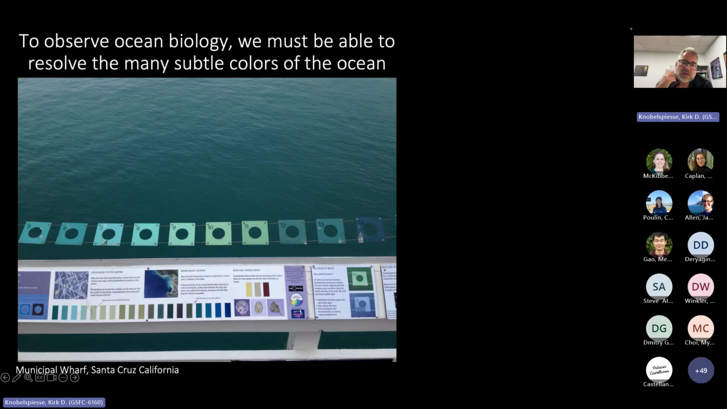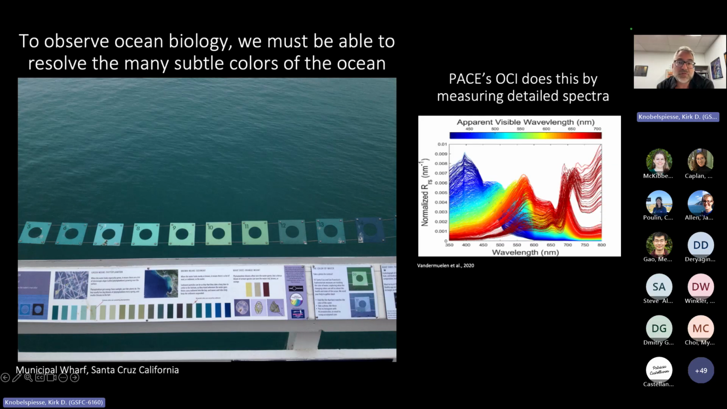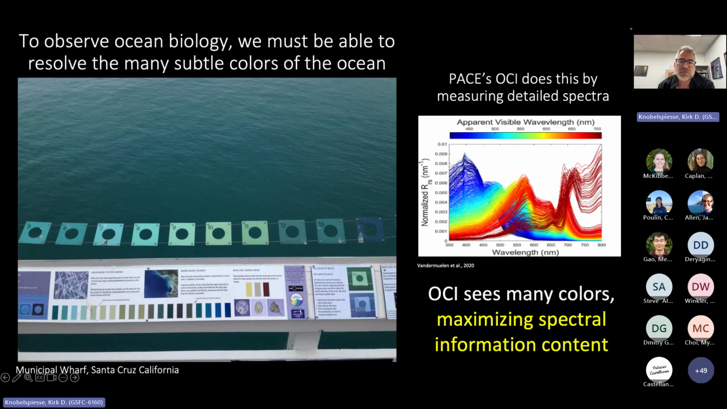So if you're designing a spacecraft instrument to observe ocean color, one of your best tools is to make very detailed spectral information. And so that's what OCI does. It measures a wide spectral range, and it has very narrow spectral sensitivities within that range, so it can tease out all of the spectral nature. Essentially, what we're doing is we are maximizing spectral information content.